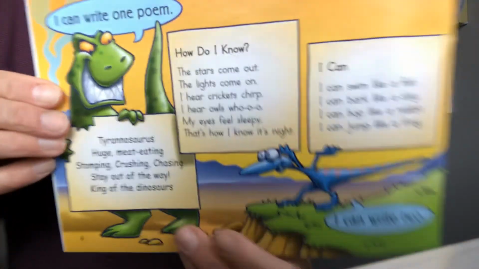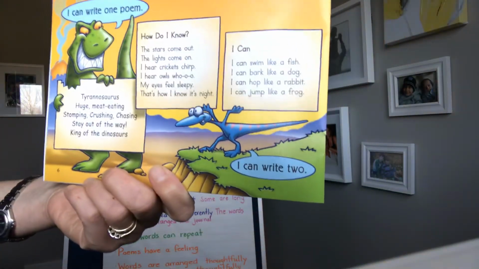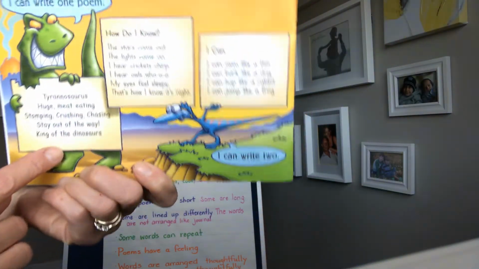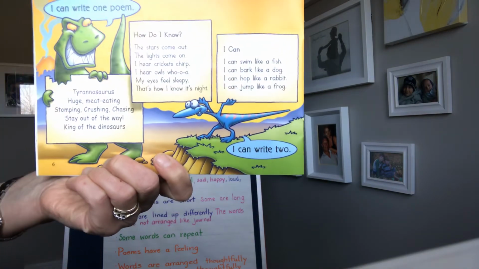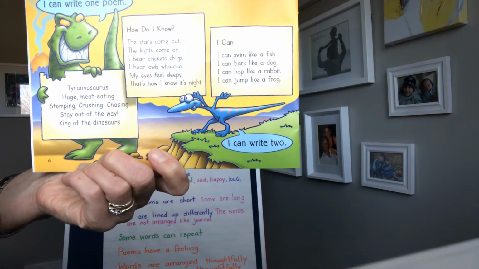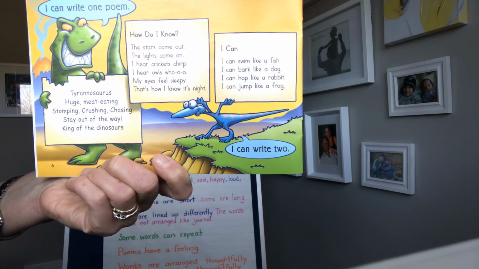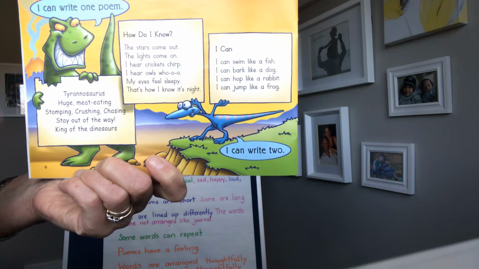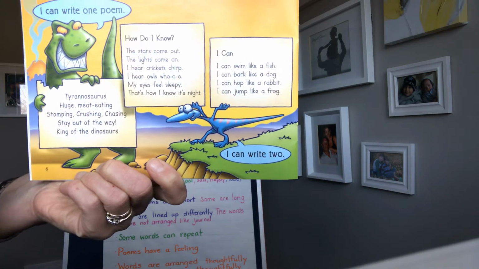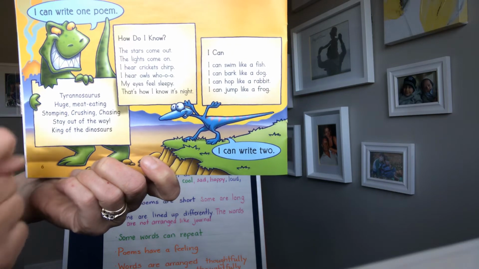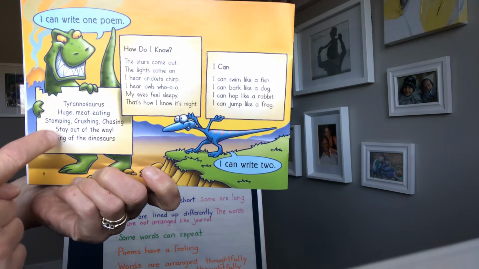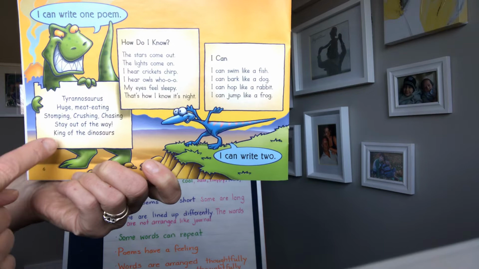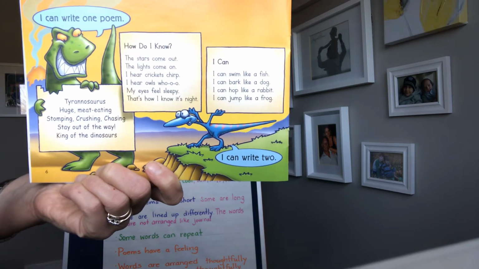This one here is more than one poem. It says, I can write one poem. So here's Tyrannosaurus, and he started writing one poem. It goes like this. Tyrannosaurus, huge, meat-eating, stomping, crushing, chasing. Stay out of the way, king of the dinosaurs.